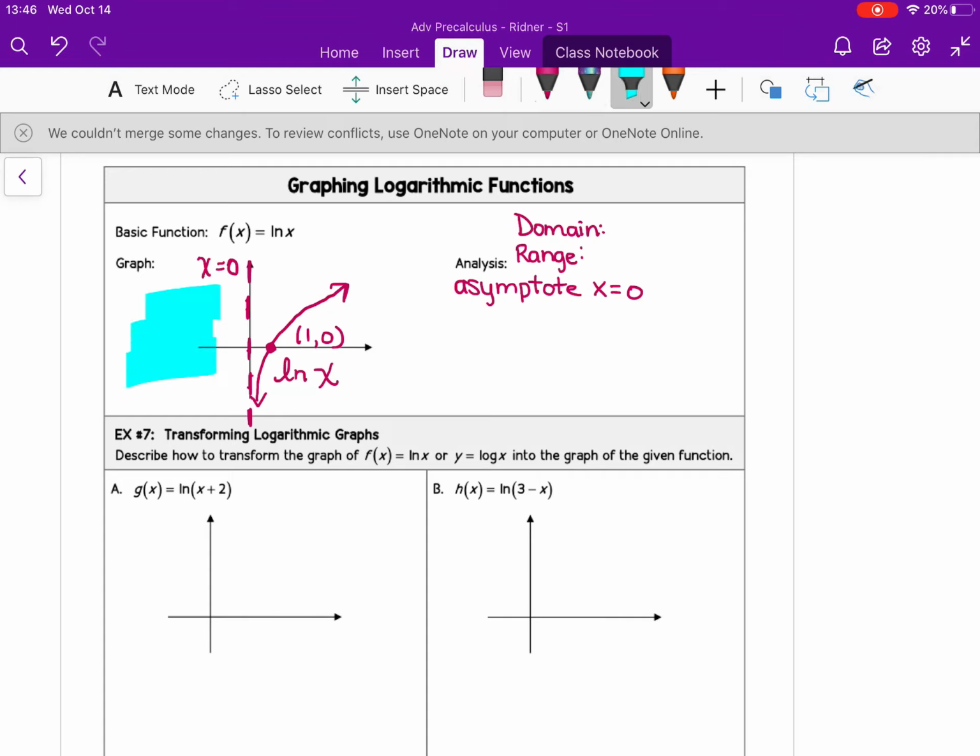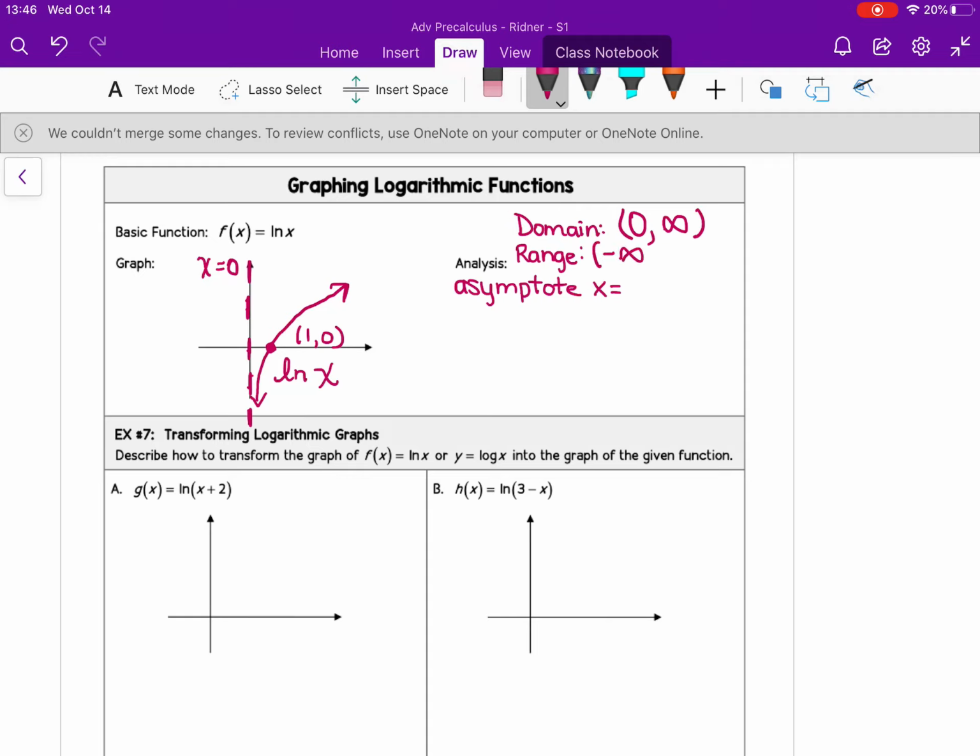Okay, so the domain, how wide is it? Notice that there is nothing over here, right? So the domain is not all real numbers. The domain starts at 0, but then goes right forever. So 0 to infinity. Does it ever touch 0? Well, no, because that's an asymptote, so it is a parenthesis.